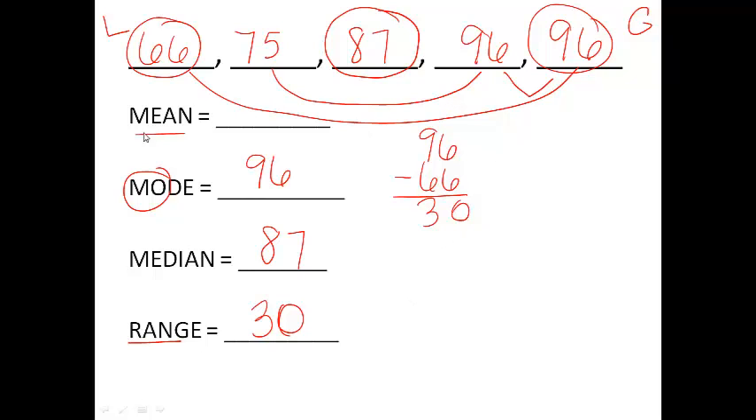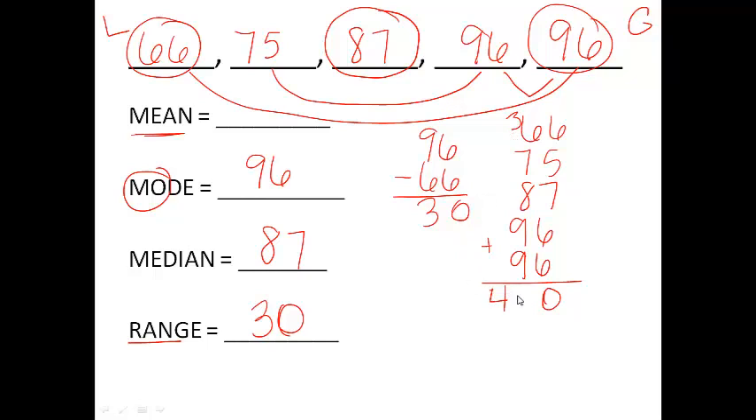Alright, last we saved the mean for last because it's the mean and it's the meanest. You have to add up all your numbers first. So if we add them all up, we have 66 plus 75 plus 87 plus 96 plus 96. Now I want you to pause this and I want you to add these up by yourself. Alright, so if you added this up correctly, you should have got 420.